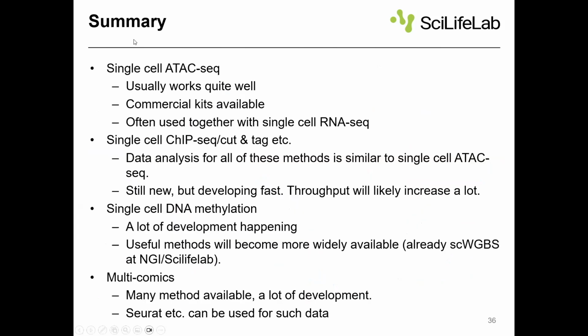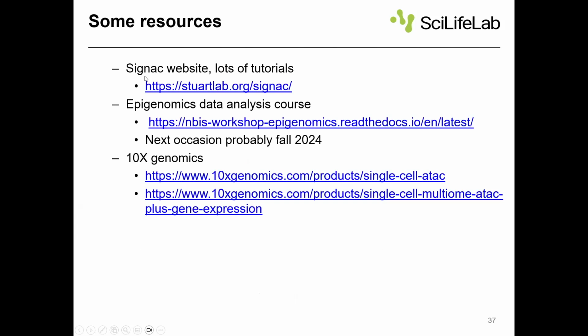Okay, so in summary, we've talked a lot about single cell, which is very well established. You have these commercial kits, it's easy to do. The software is also very mature and very easy to use if you know R. And we talked a bit about ChIP-seq and CUT&Tag, that this is possible to do for single cell. The analysis is very similar to ATAC-seq. DNA methylation we just discussed very briefly, and then these multi-omics and spatial methods, just so you know they exist, basically.